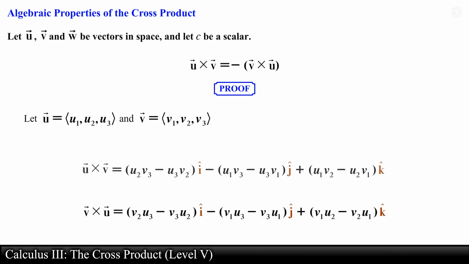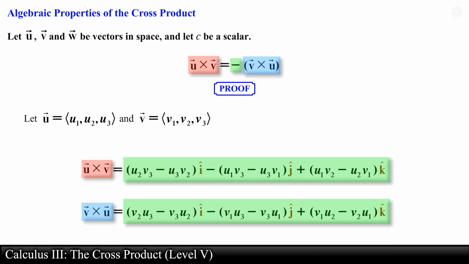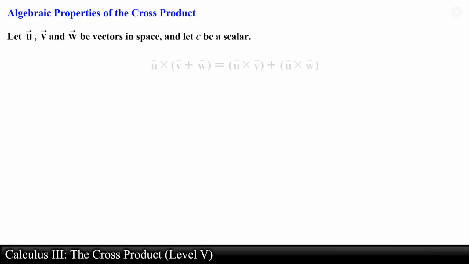Taking a look at the two vectors, we see that the expression on the right can be obtained by multiplying the expression on the left by the scalar -1, as follows. And this ends the proof. Let's take a look at the next property.